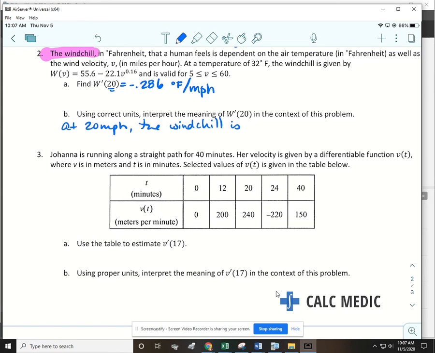All right, because the rate of change is negative, we're going to say this wind chill is decreasing at a rate of 0.286 degrees Fahrenheit per mile per hour. But sometimes doing these units is more difficult and it's kind of harder to understand wind chill unless you have some experience with it.